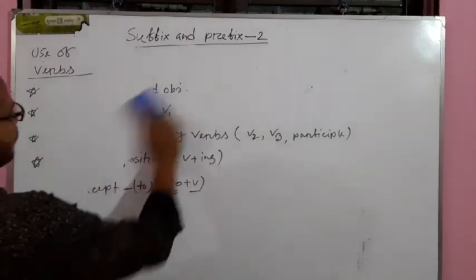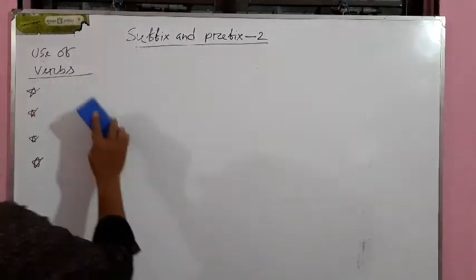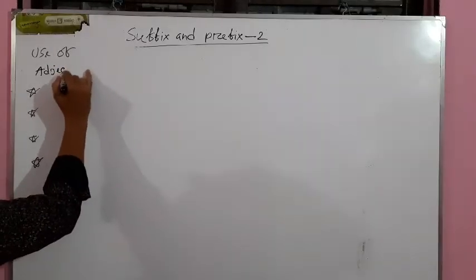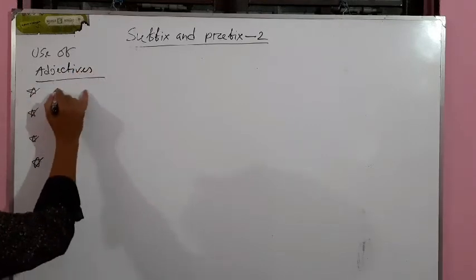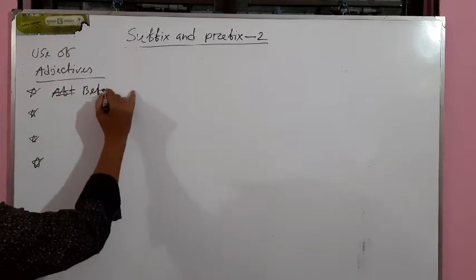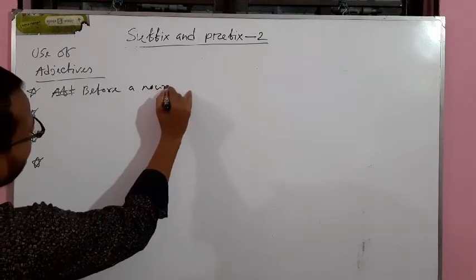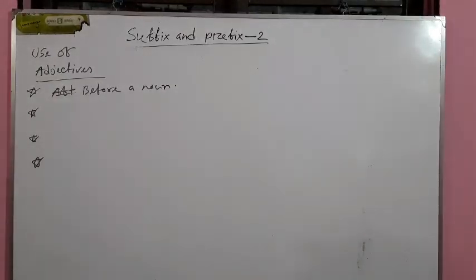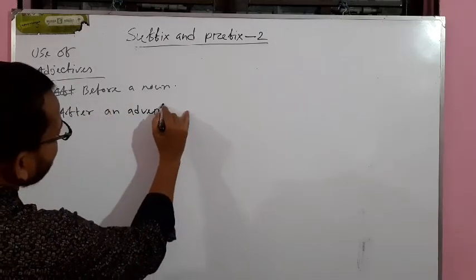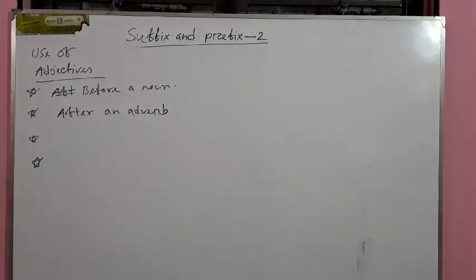Use of adjective, where we will use adjectives. A-D-J-E-C-T-I-V-E-S. Where we will use them: before a noun, B-E-F-O-R-E, before a noun. Okay, we will use an adjective before a noun. We always use an adjective before a noun. After an adverb, we will use an adjective after an adverb.